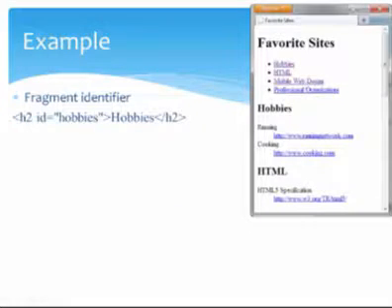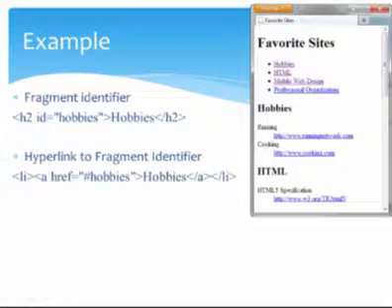Here's an example from the student files. This is the favorites.html web page. You can find it in the student files for the current chapter. In the favorites page, each H2 element identifies a section of the web page and has been configured with an ID as a fragment identifier. For example, the H2 element that contains the text hobbies has been configured with the ID hobbies.